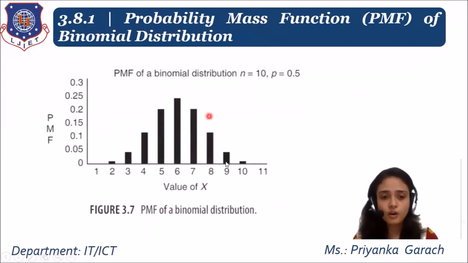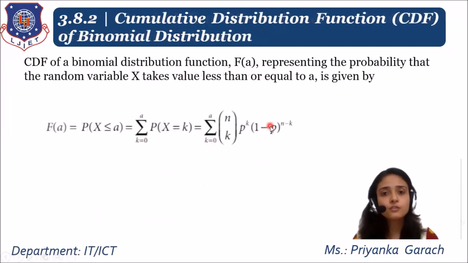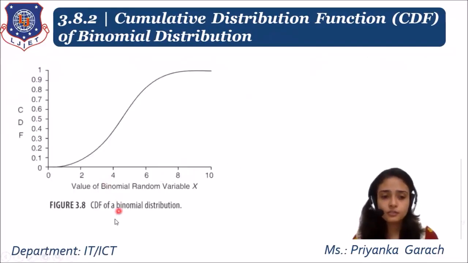This is the graph of the PMF of a binomial distribution. Suppose over here n is equal to 10 and the probability is 0.5. Then its graph is like this, the bell-shaped graph. For the cumulative distribution function of the binomial distribution, that is, the probability of being less than or equal to some value, it is given by the summation of the PMF. So this is the CDF graph of the binomial distribution. This is what the curve of the CDF is.